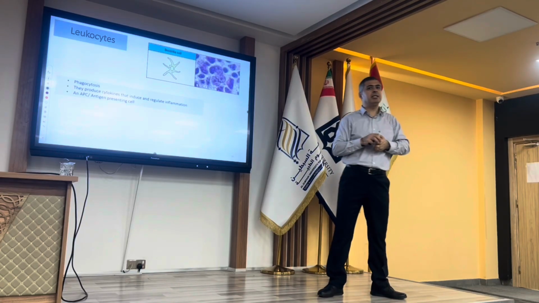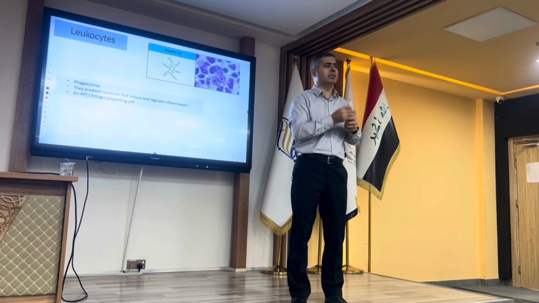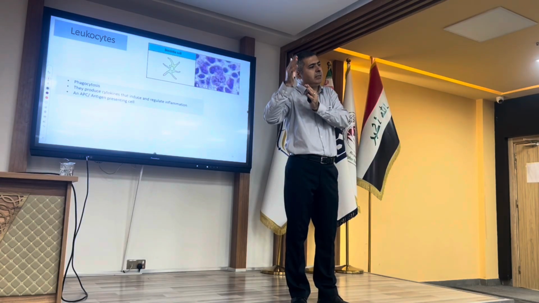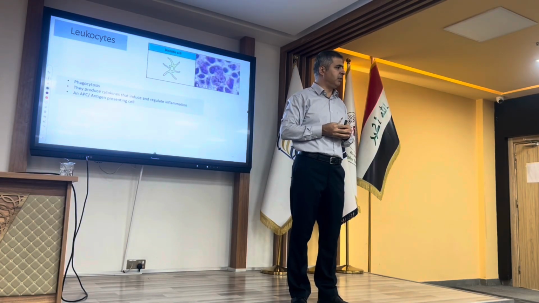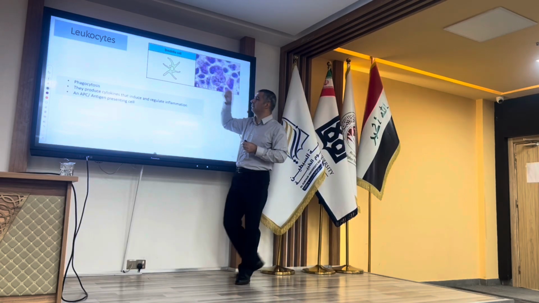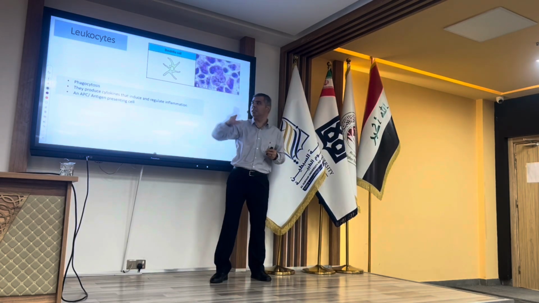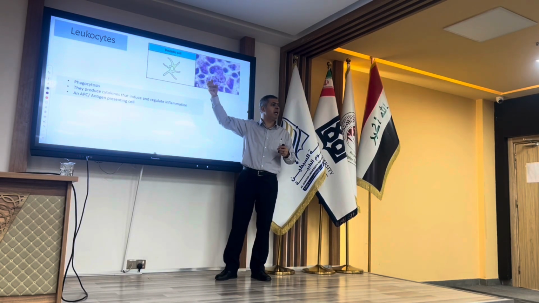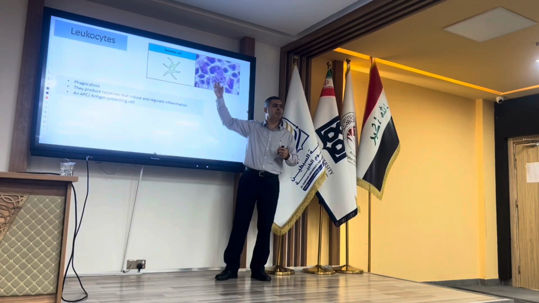I told you that innate immune cells activate the adaptive immunity. And one important cell of the innate immunity that activates adaptive immunity is dendritic cell. It is the main bridge, one of the main bridges between innate immunity and adaptive immunity.